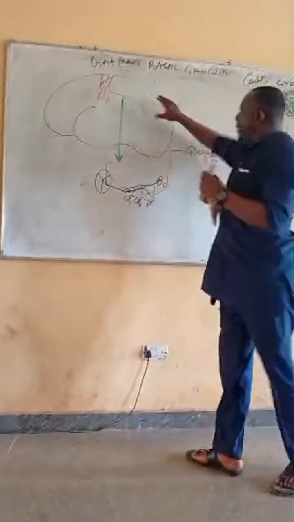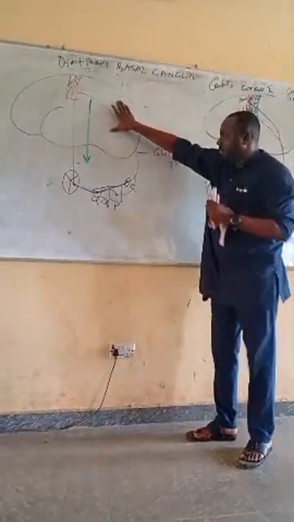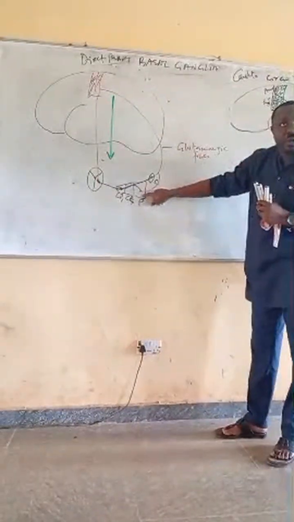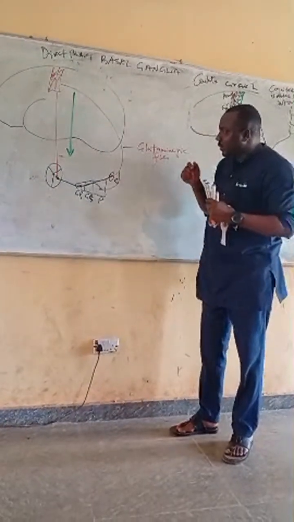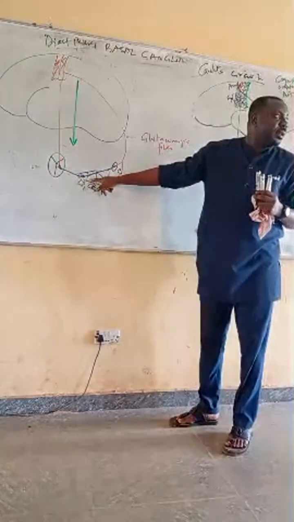Now, this is the cortex, right? This is the neostriatum or the striatum. And this is the globus pallidus.